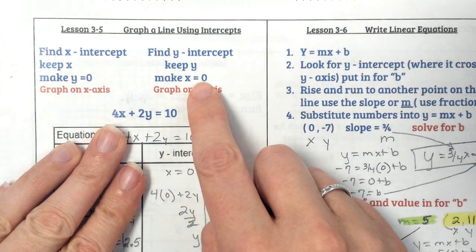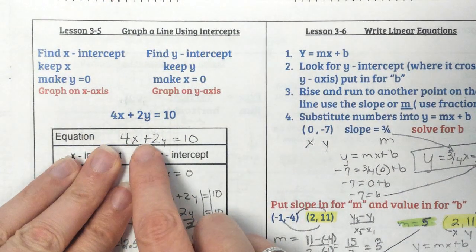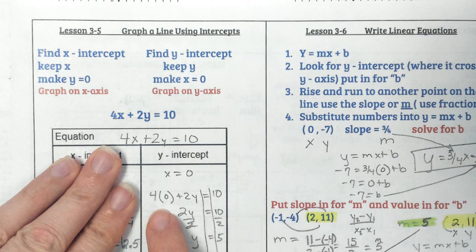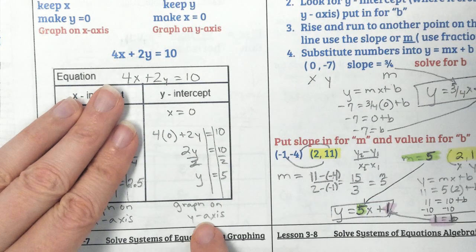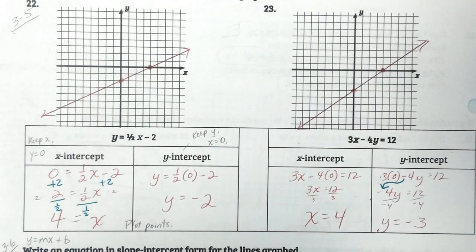On the other one, we plug in x for 0. So 4 times 0 plus 2y. That would be 2y equals 10. Divide by 2 on both sides, you get 5. Graph that on the y-axis, okay?